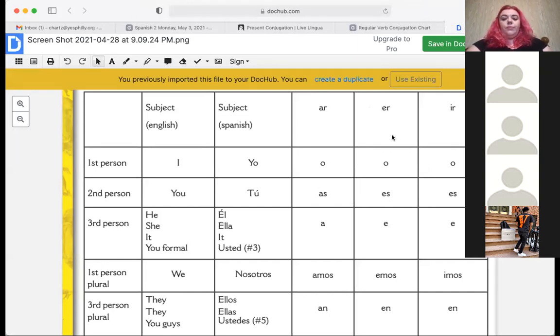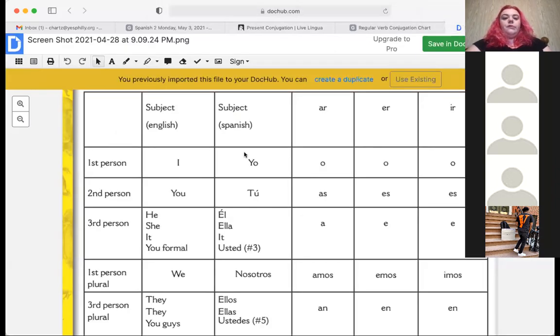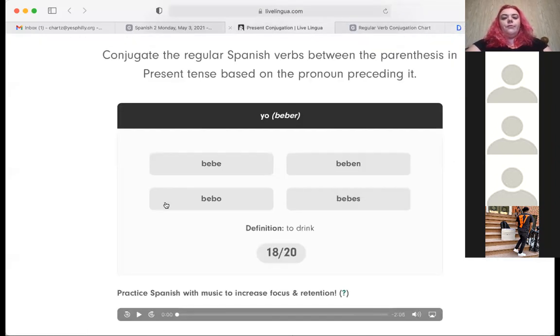So here's our ER verbs. And you said it was the ES ending. So if we go over, that's with tú, right? You drink. But our subject here is yo. It's I. So here's our subject, I, and it's an ER verb. So we're going to go over, and it's O. Remember, all the yo forms end in O. Okay? So we only have 2 more to do.